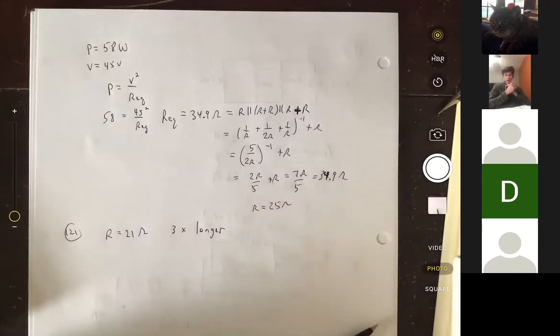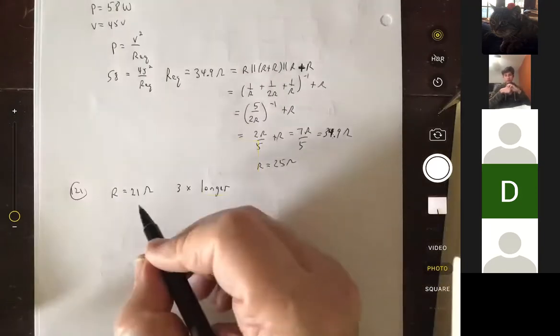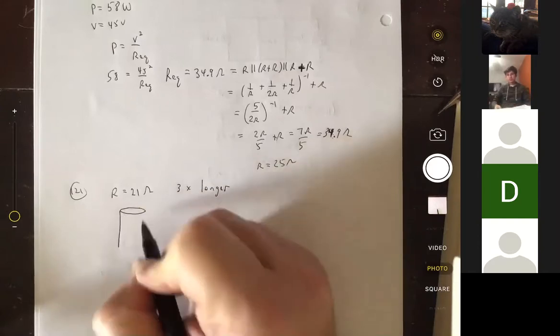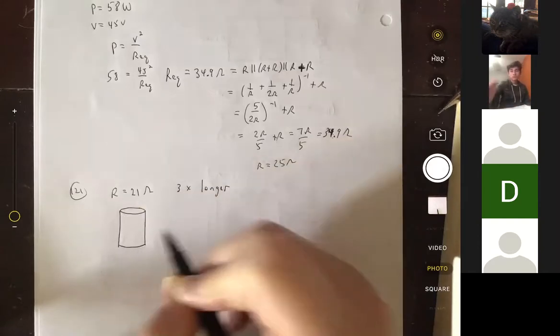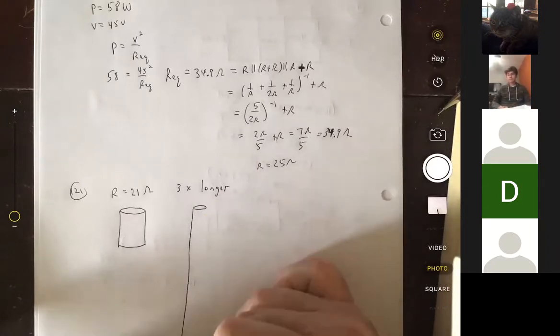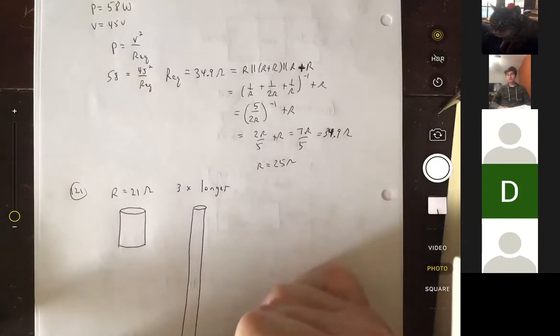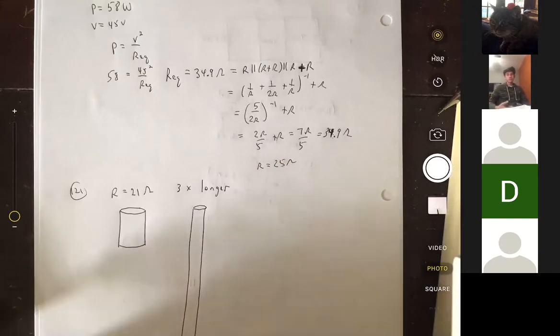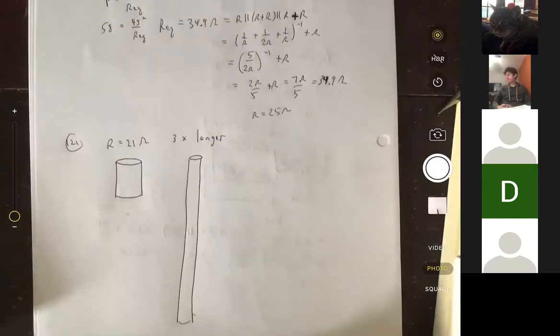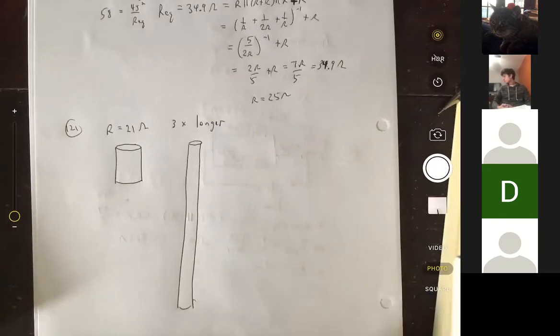Okay. So first of all, you're okay that they essentially took a wire that looks like this, and then they melted it down and made it 3 times longer. Well, if they're going to make it 3 times longer, they're going to have to make it thinner, right? Because it's the same volume of material. So if it's 3 times longer, it's going to be thinner.